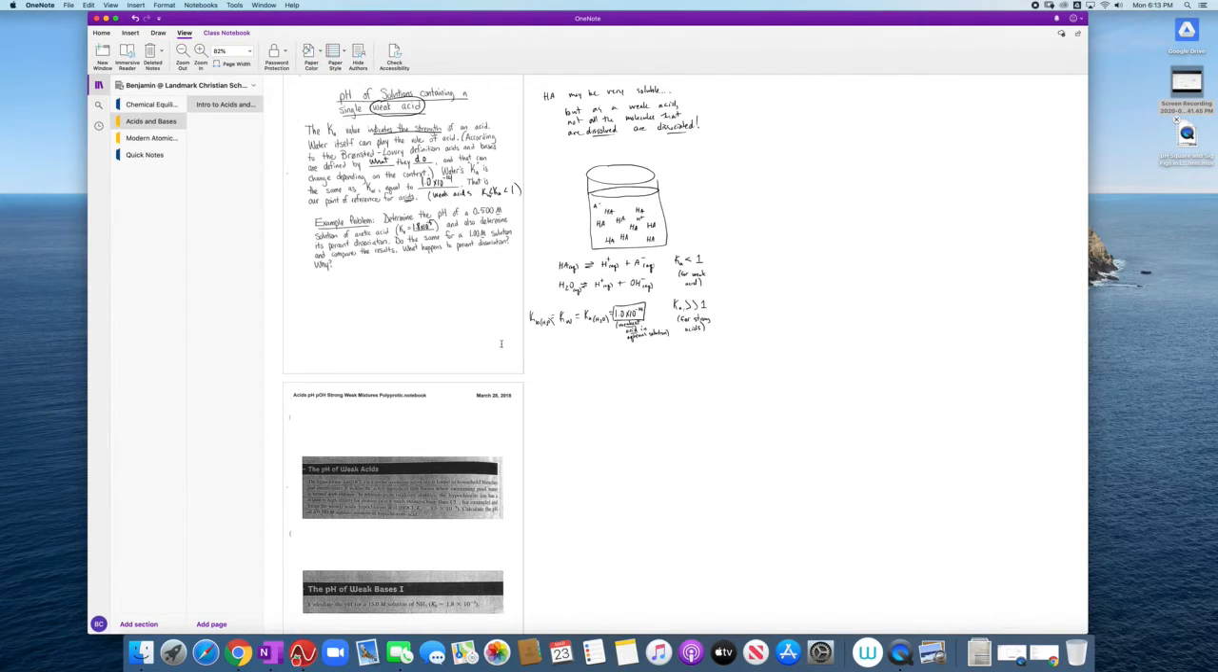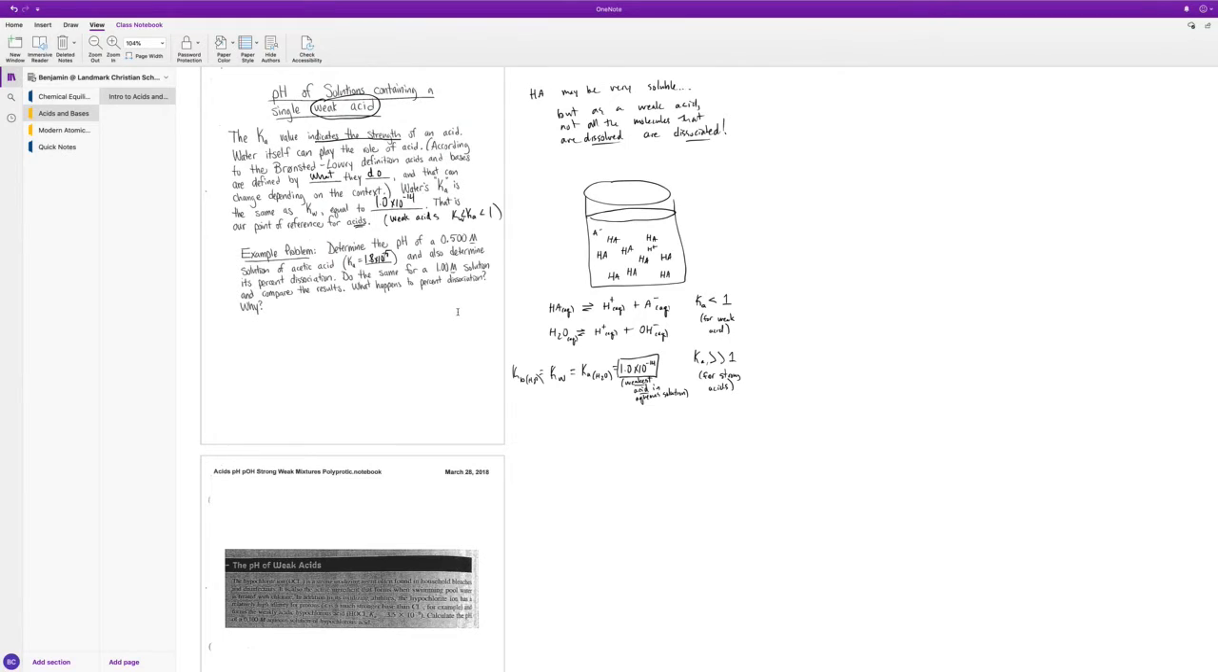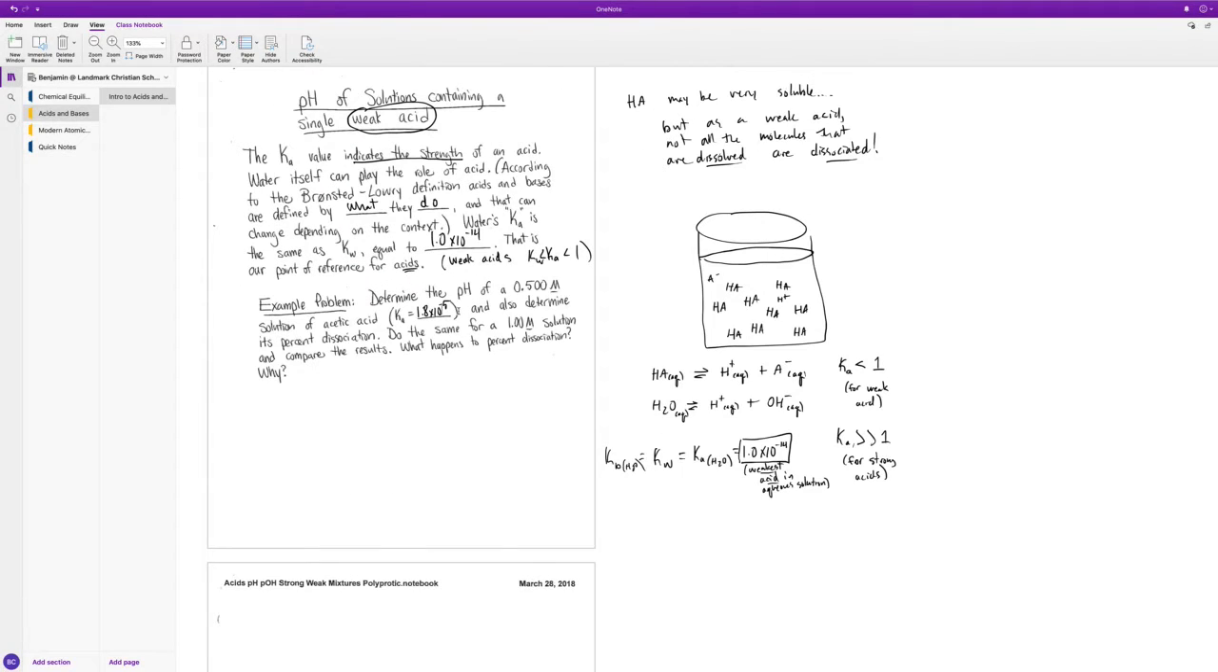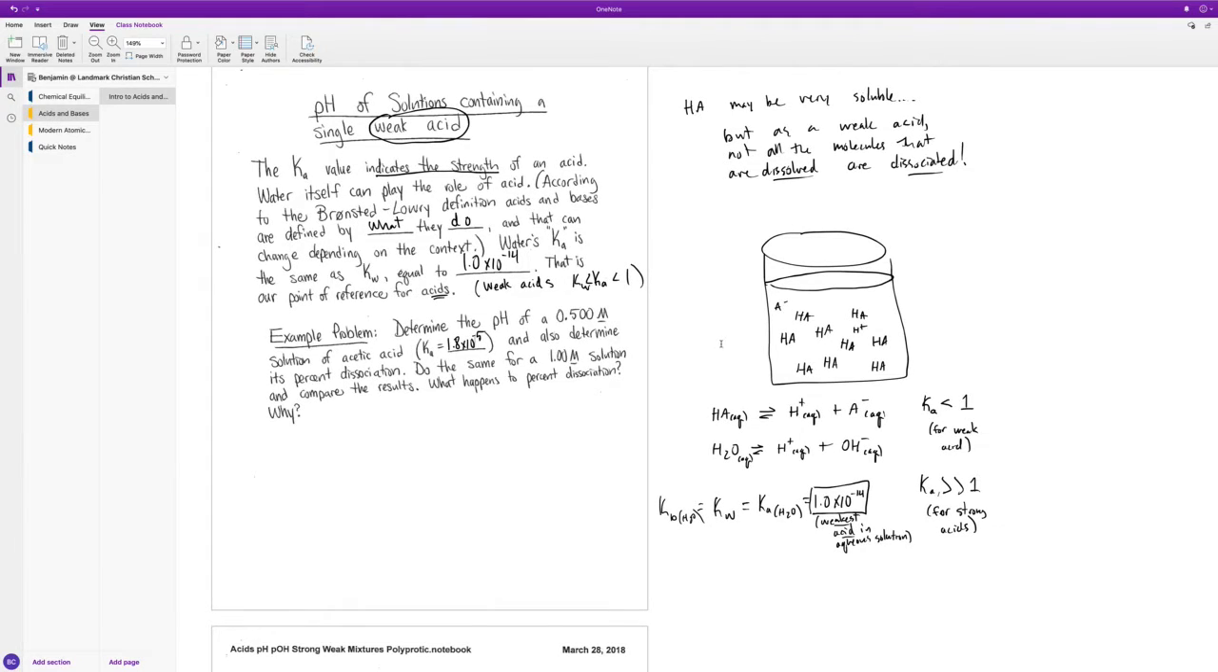Page width. Zoom back in. Okay. So let's determine the pH here. What we need to do is make an ice table. Okay. And so now we're back into the whole chemical equilibrium idea. You know, you guys are super excited about that. But this is actually where chemical equilibrium becomes very, very important.